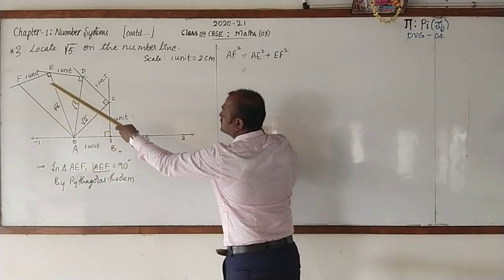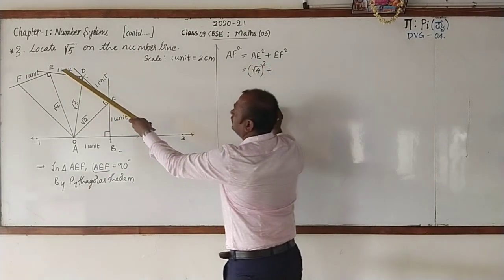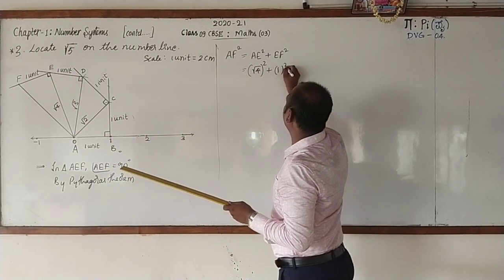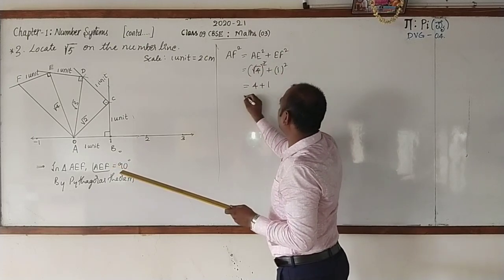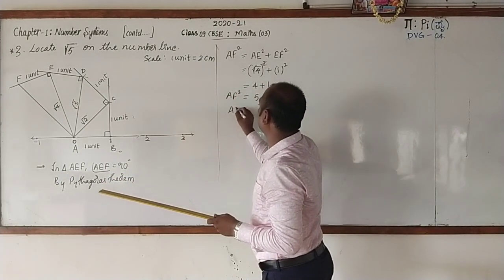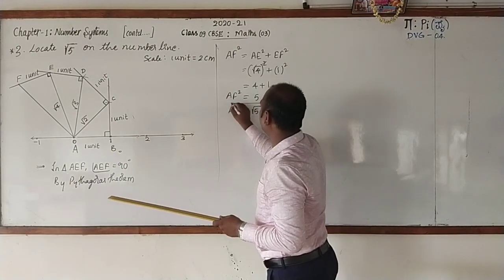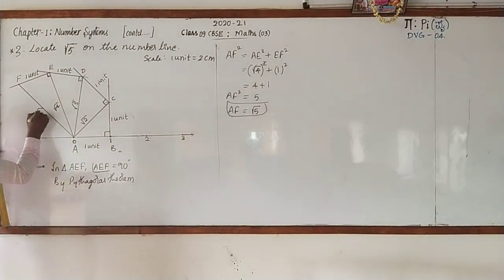It's equal to, what is the distance of AE? It is root 4 whole square. EF, it is 1 whole square. It is equal to 4 plus 1 square, which is 1. 4 plus 1 is 5. Now AF square is 5. Then what about AF? AF is root 5. Then can we write the length of AF as root 5? Yes.